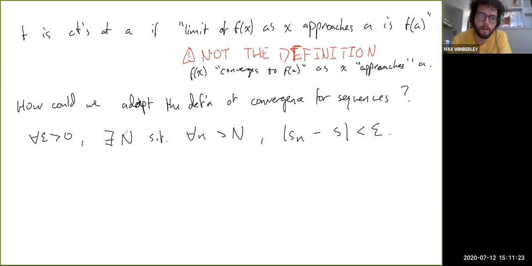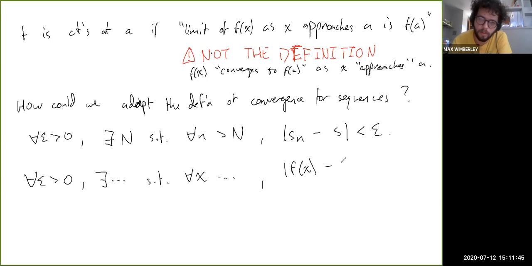And then capital N. That's the most non-trivial thing to deal with, so let's ignore that for now. So we'll have for all epsilon greater than 0, there exists something such that for all x something, we have the absolute value of f of x minus f of a is less than epsilon. That's starting to look a bit better now.